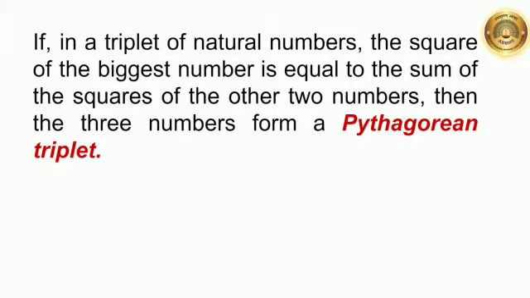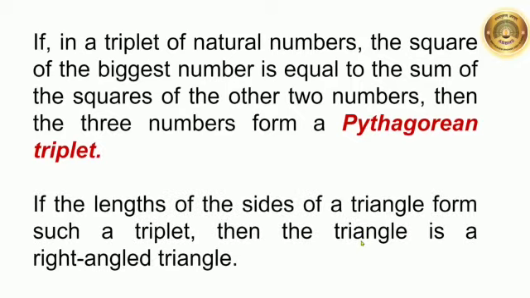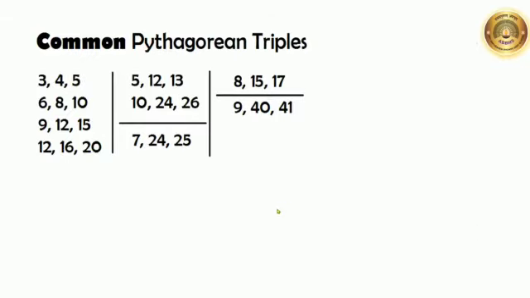So, if in a triplet of natural numbers, the square of the biggest number is equal to the sum of the squares of the other two numbers, then the three numbers form a Pythagorean triplet. If the lengths of the sides of a triangle form such a triplet, then the triangle is a right-angled triangle. These are some common Pythagorean triplets: 3, 4 and 5. Similarly, all these group of numbers form a Pythagorean triplet.